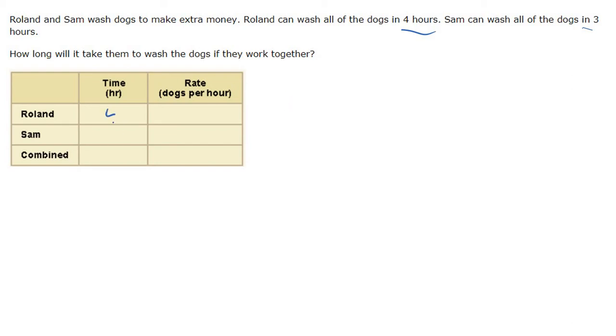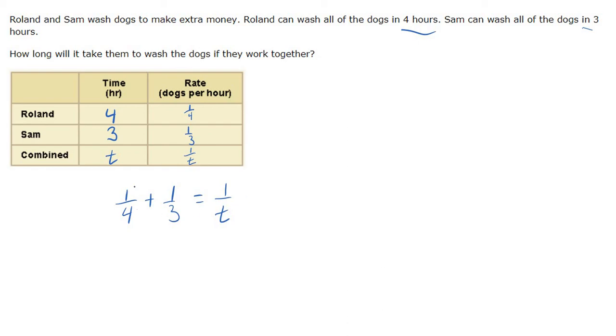Well, Roland is 4 hours. Sam is 3. Combined, we don't know, right? That's what we're trying to figure out. So how many dogs per hour does he do? Well, he does 1/4 per hour of all the dogs, because it takes him 4 hours. Sam does 1/3, and combined, okay, is what we want to figure out. And so we're going to create an equation here. Basically, the time here would be t, and this rate would be 1 over t. So 1/4 plus 1/3 equals the combined. Okay, and we could use an h for hours or a t for time, whatever you want to use there.